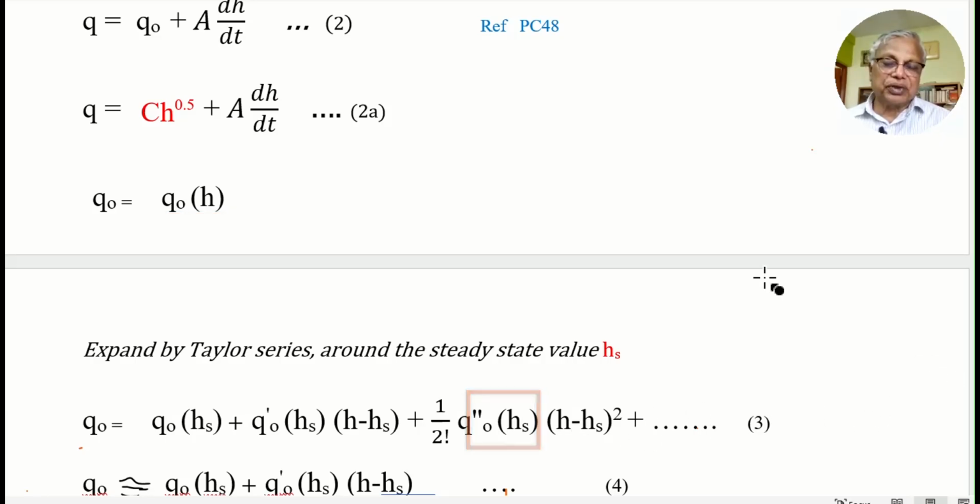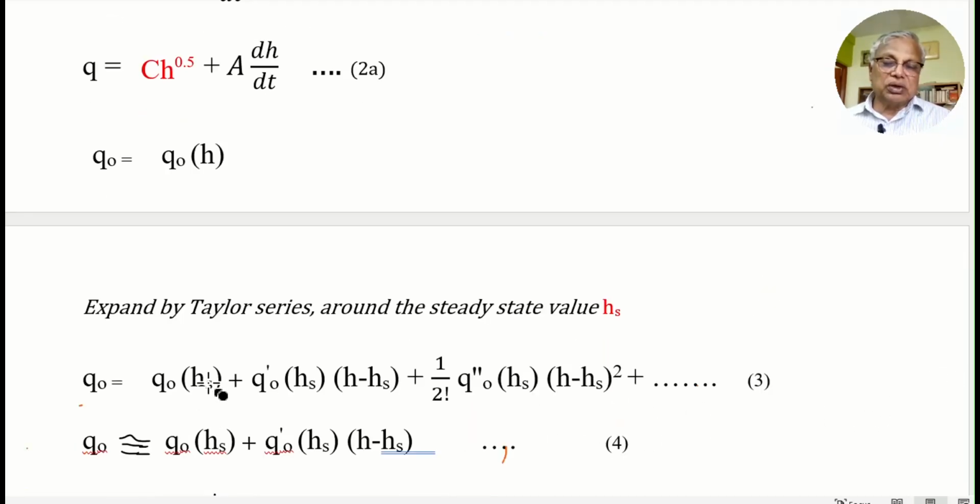This is a series, and so on. Here we are going to make an approximation: we are going to neglect the (h minus h's) power 2 and higher orders, from the square power, (h minus h's) power 3, and so on. All these terms from here onwards we are going to neglect, mainly because the deviation around the steady state value, h minus h's, is very small. That's what we're going to assume.